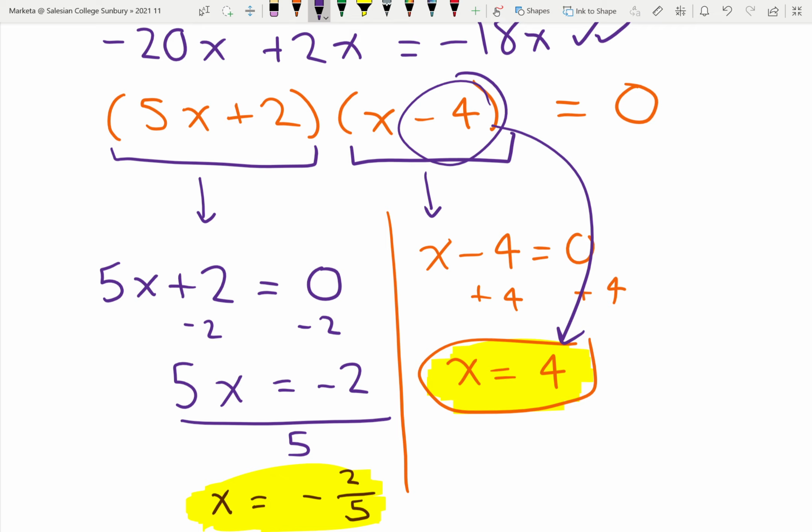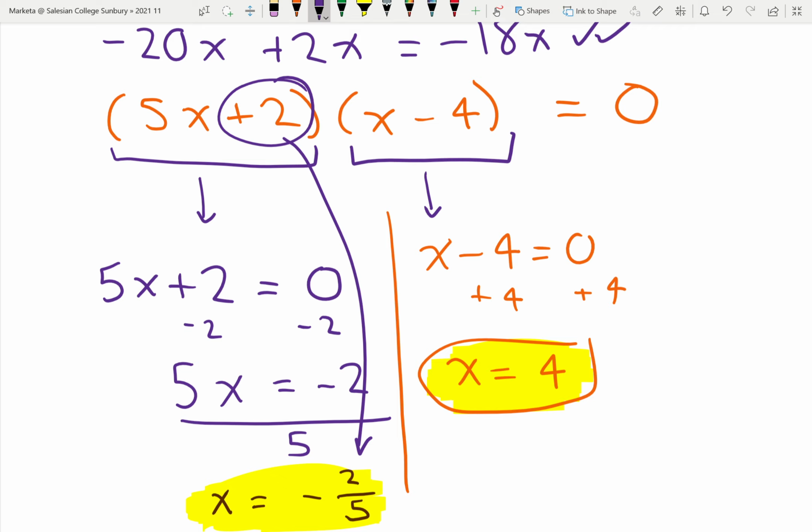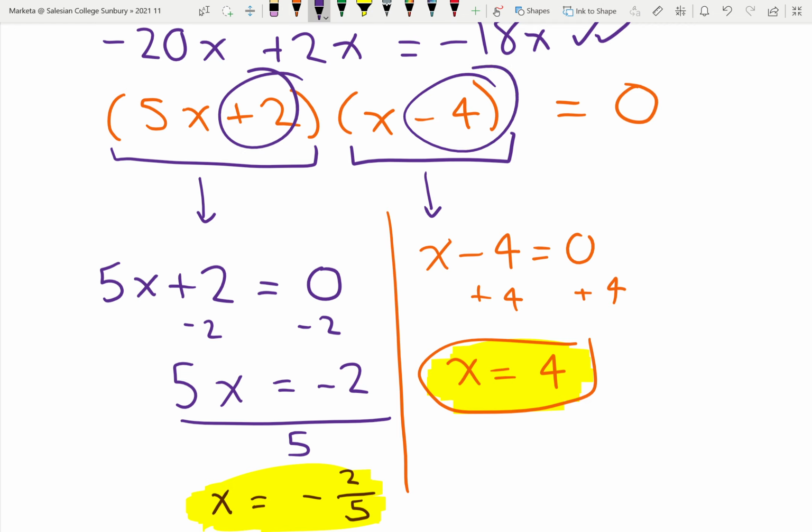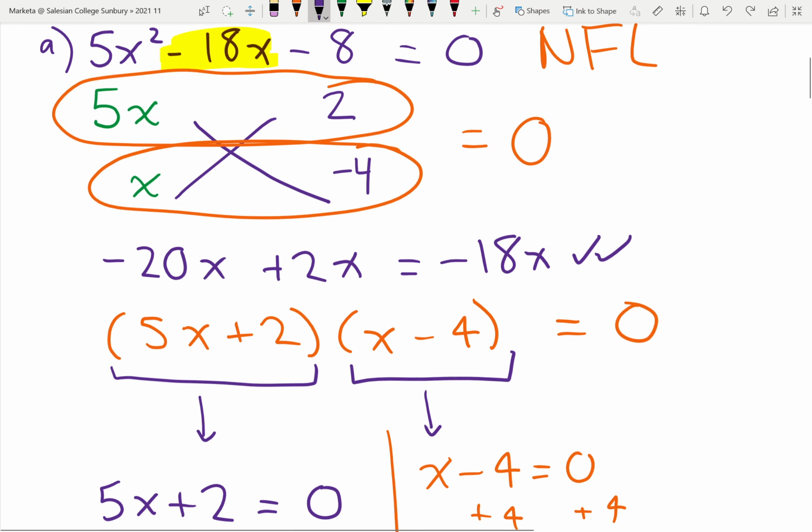So don't be fooled though, because in the other bracket here, this is a +2. Our solution is not just -2. The reason -2 fits is because we have undone it. We have solved 5x plus 2 equals 0. So it's important that you keep that in mind. That's a common mistake. People will just write the opposite of the last term, and then they will be wrong in some cases. All right, so that's that part.